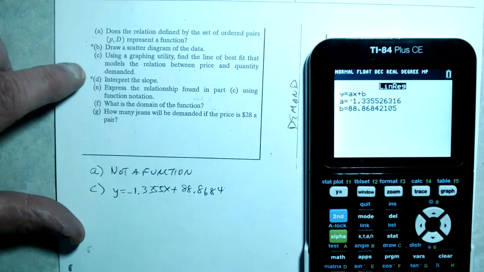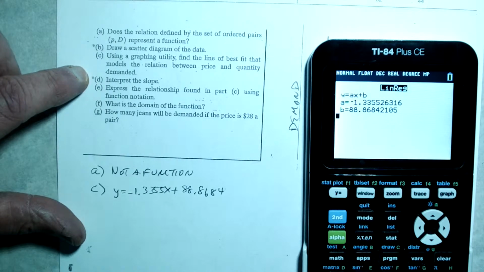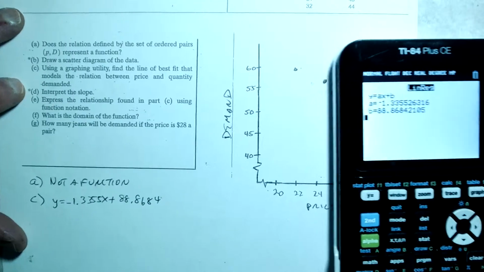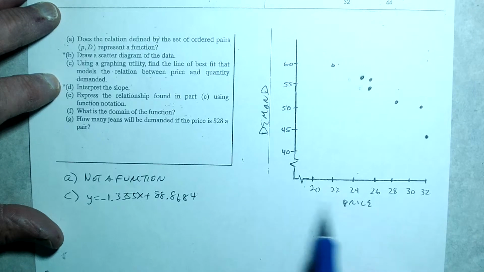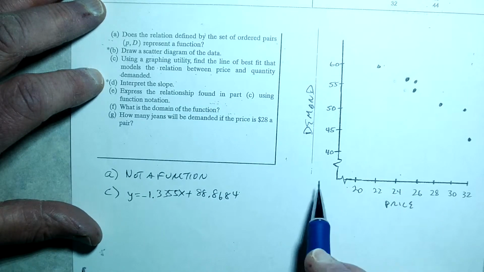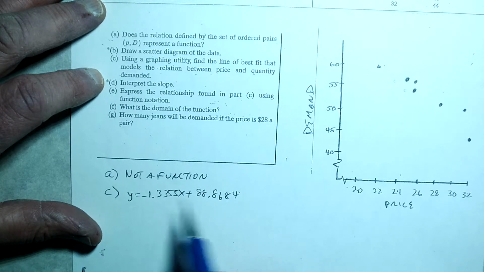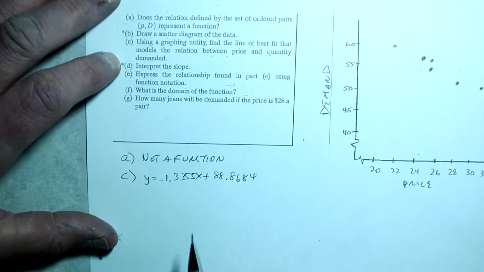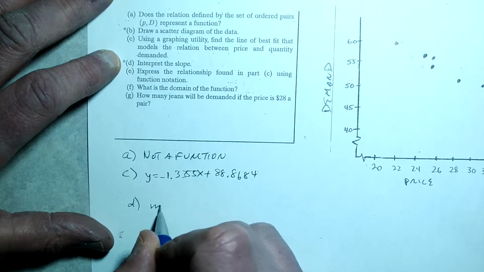All right, now the next question is, it says, interpret the slope. Well, don't forget what we have here. We have demand on the y-axis, and we have price on the x-axis. That slope should be a change in y over a change in x. This must be the change in demand per change in price. So if I looked at this here, I'm answering part D. My slope is this.